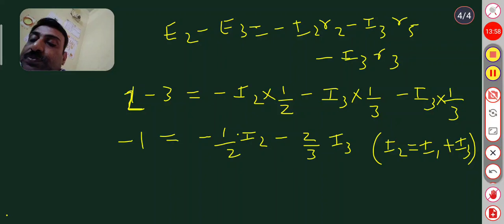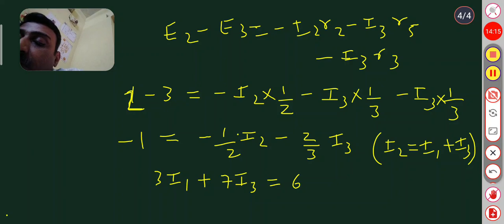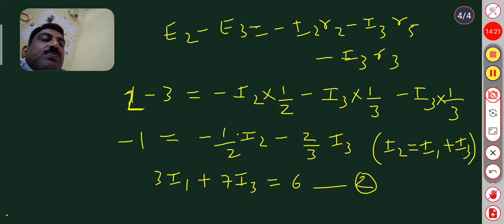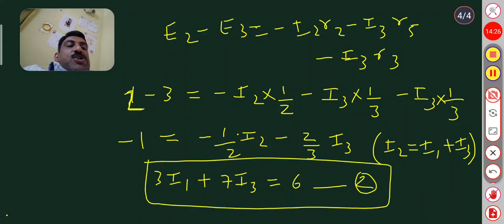the relation, that is 3I1 plus 7I3 is equal to 6. 3I1 plus 7I3 is equal to 6. This is our equation number 2.